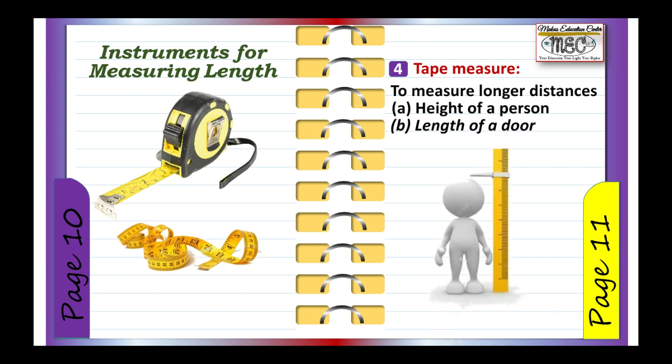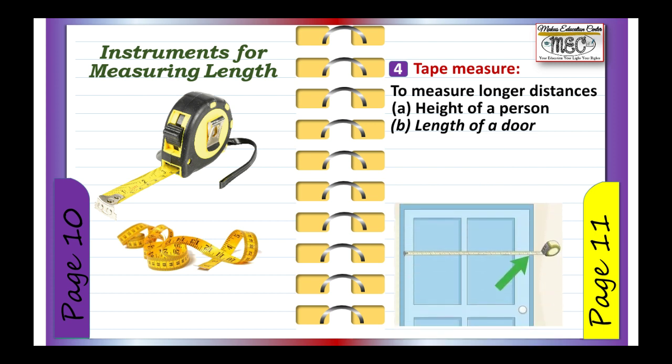So let's have an example. Here you can use a tape measure when measuring the height of a person. You can use it when you're measuring your height. Next time when they ask you, what is your height? How tall are you? You have to take a tape measure and try to measure your height. Or you can just work with your friend. He measures or she measures your height and you do the same.